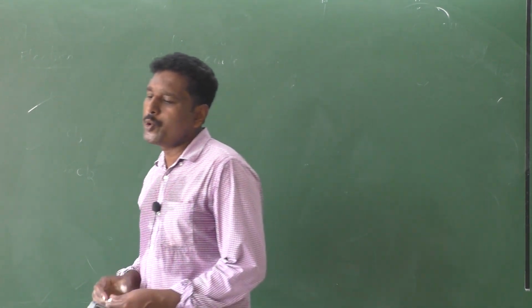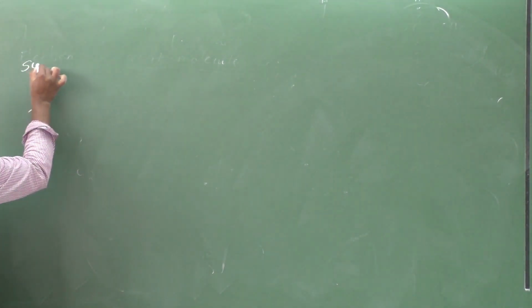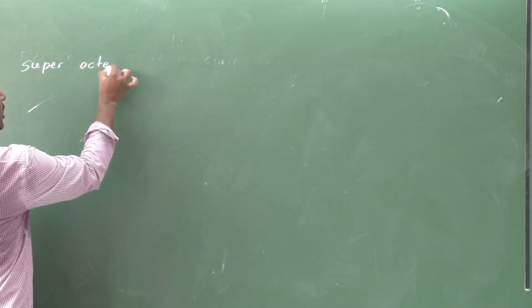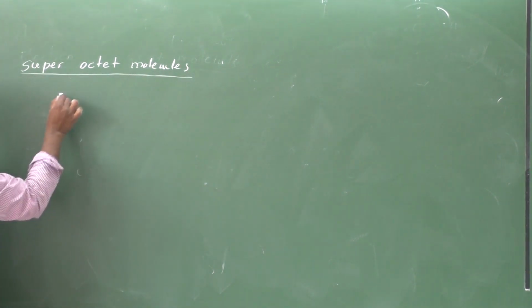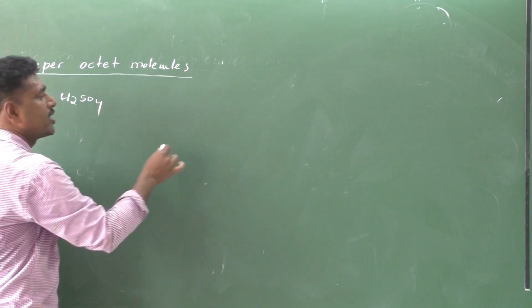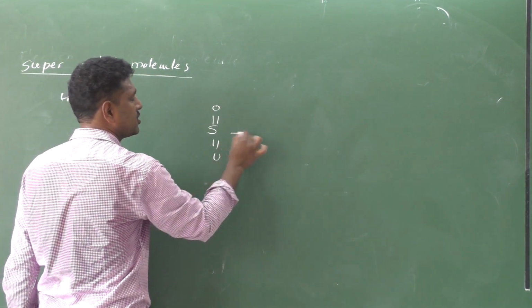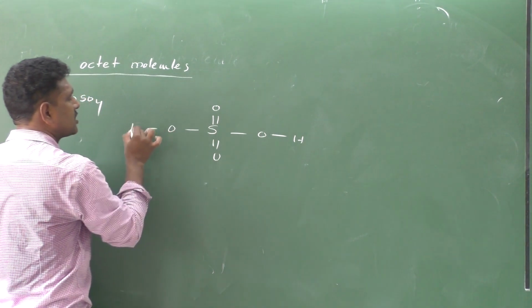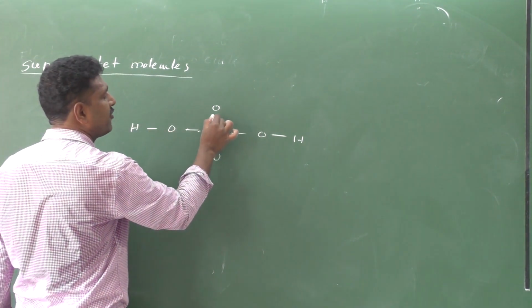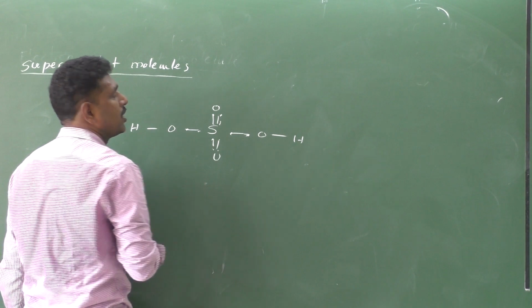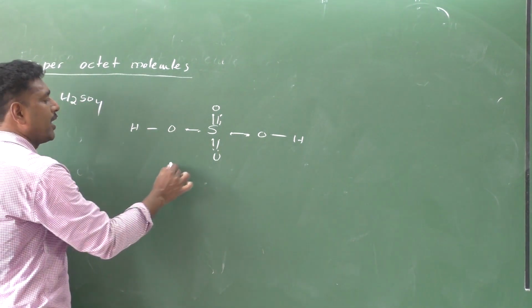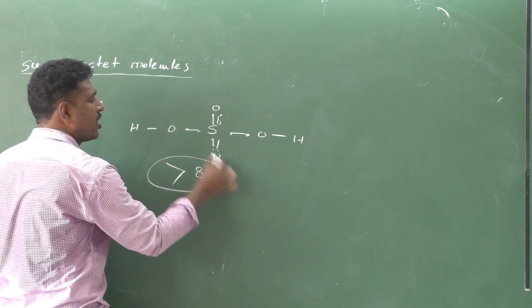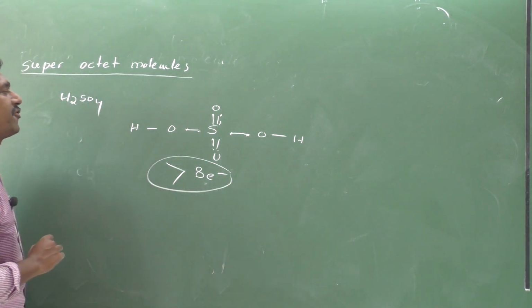In most compounds, sulfur exists with an expanded octet. Super octet molecules. H2SO4 is also a best example. The structure of H2SO4 is like this. 1, 2, 3, 4, 5, 6, 7, 8, 9, 10, 11, 12. So this many electrons around sulfur, not 8 electrons. More than 8 electrons in the case of sulfuric acid.